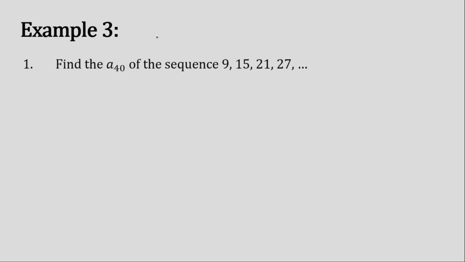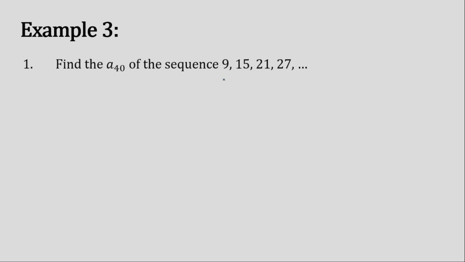So let's check if this is an arithmetic sequence by subtracting the first term from the second term. So we have 15 minus 9 is 6, 21 minus 15 is 6, and 27 minus 21 is 6. So it has a common difference of 6, and therefore this sequence is an arithmetic sequence.